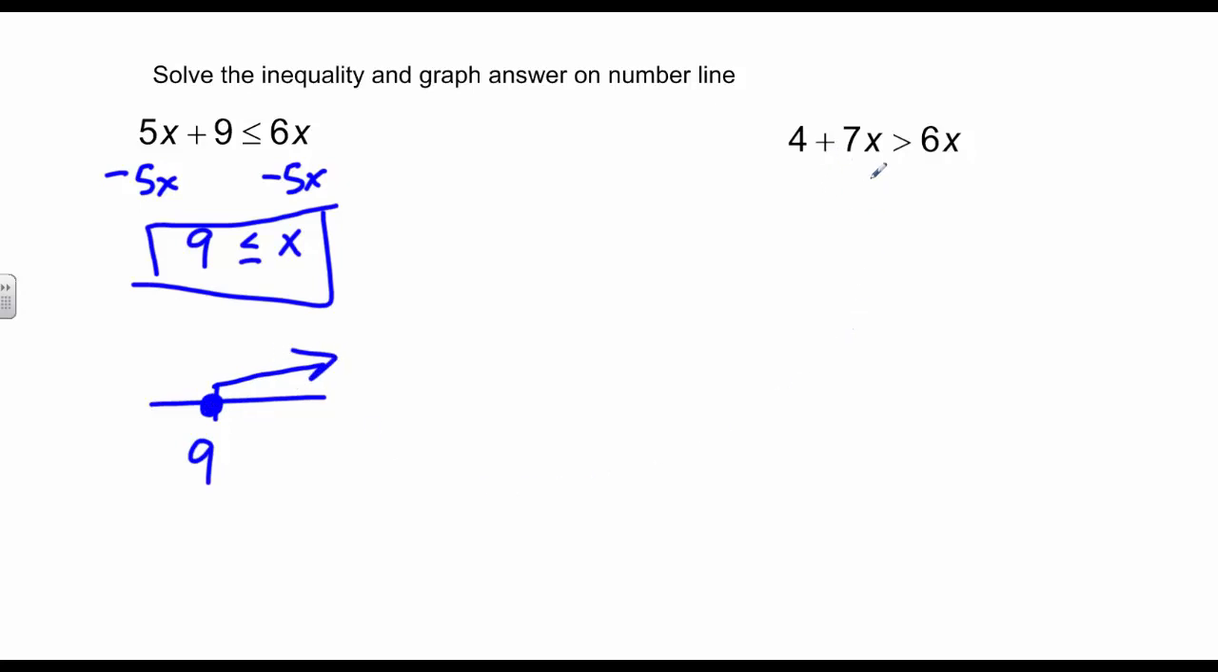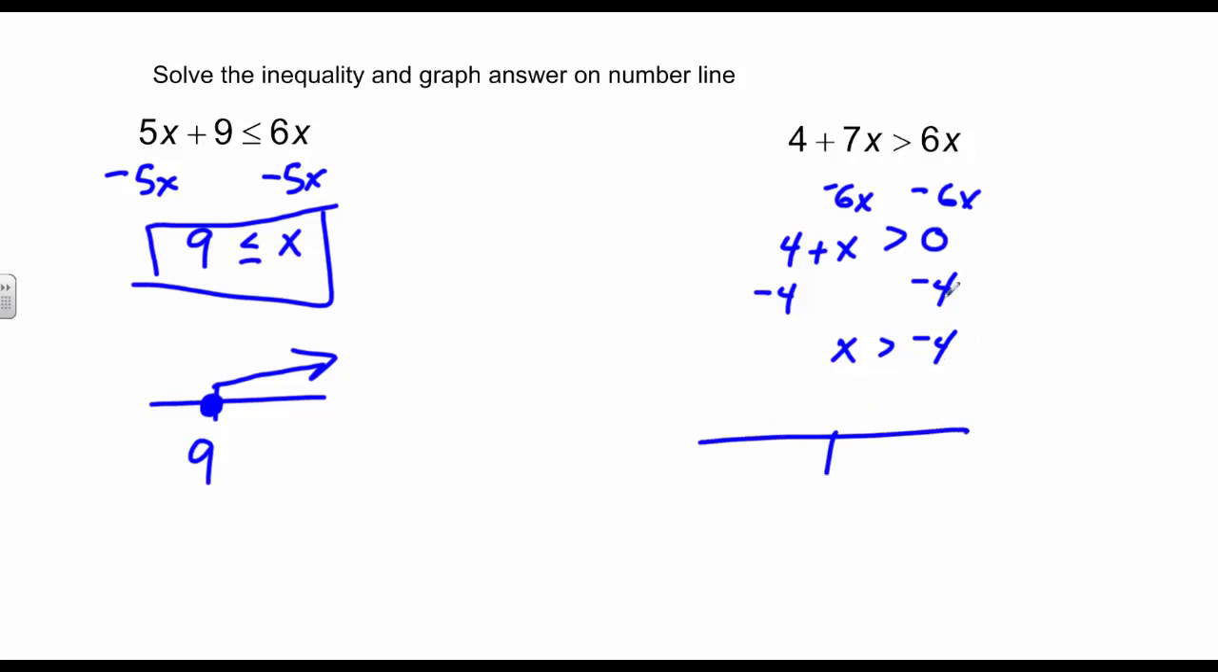In this case, since I want to keep my x term positive, I have to subtract 6x from both sides. This gives me 0 here and 4 plus x on the left side. And now I'm going to need to get x by itself, so I subtract 4 from both sides. And x is greater than negative 4. Well, here's negative 4. Once again, this is my algebraic solution. My graph, since I can't include the negative 4, is an open circle at negative 4, and I need to be greater than, and those move to the left.